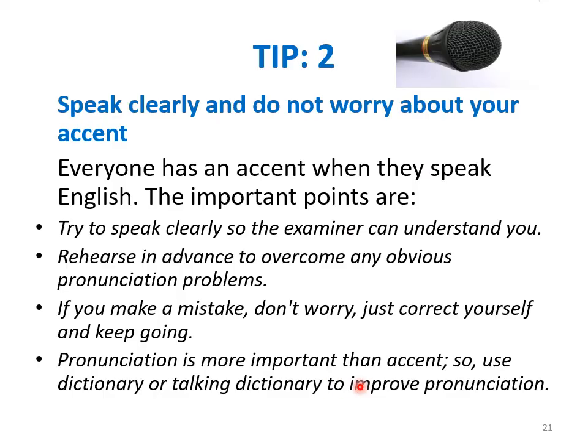Number 2, speak clearly and do not worry about your accent. Everyone has an accent when they speak English. The important point is to try to speak clearly so the examiner can understand you. Rehearse in advance and overcome any obvious pronunciation problems. It's not about English only, it's about any language. There are certain words that are difficult to pronounce. There are certain words that are kind of tongue twisters. You cannot say them one after the other. So what you do is practice.